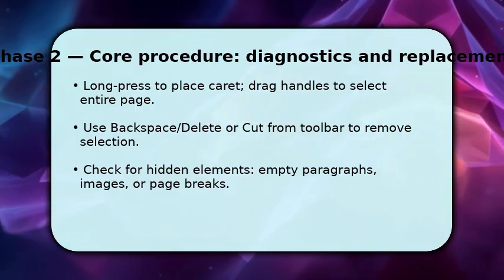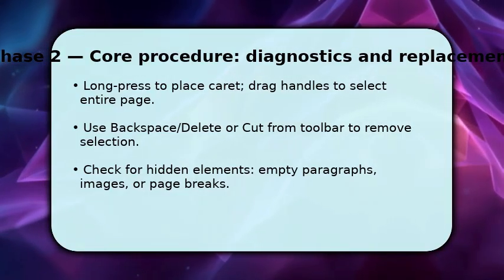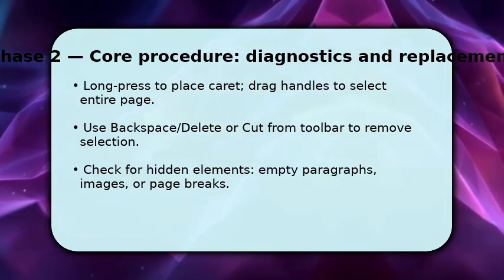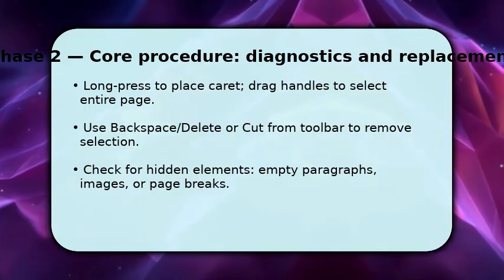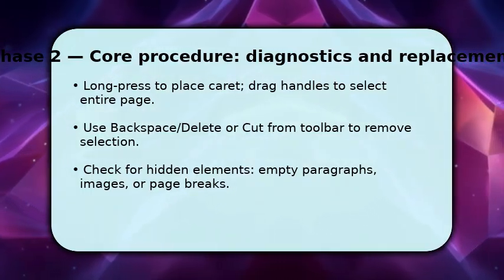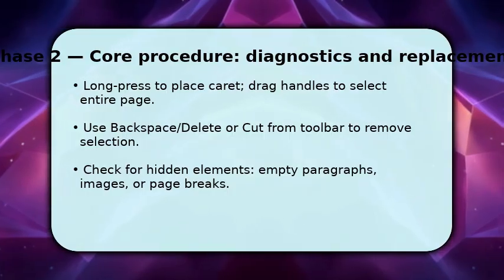Once the content is highlighted, tap Delete or Backspace on your keyboard, or use Cut from the toolbar to remove it. If a manual delete doesn't collapse the page, inspect for a page break or an anchored image. Removing those elements forces the following text to shift up and eliminates the blank.